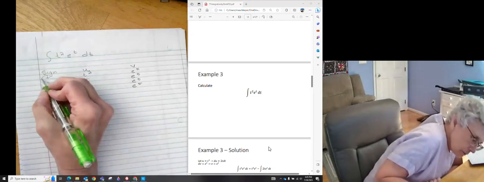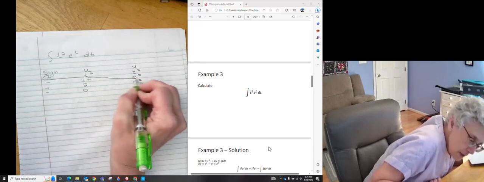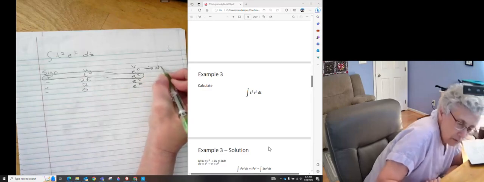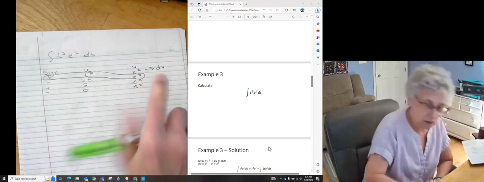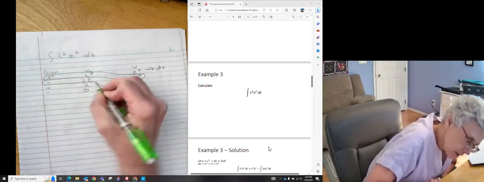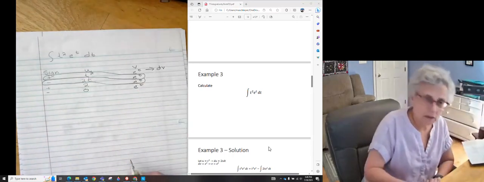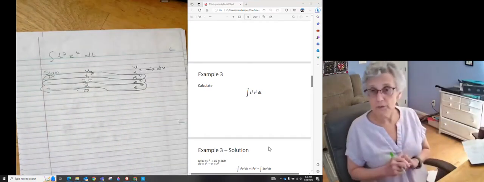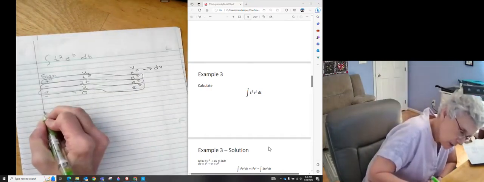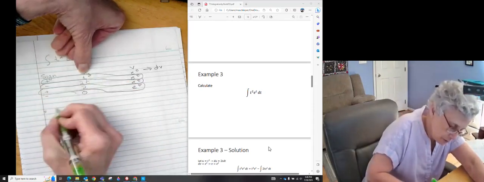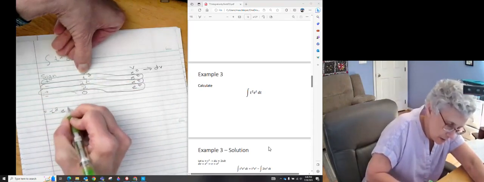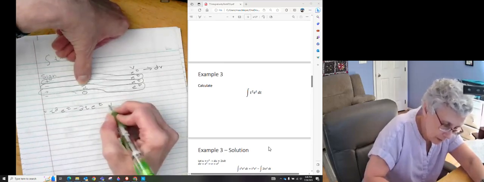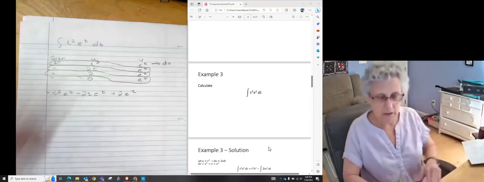Then we circle. Remember, your first thing is u times v, and the first thing you wrote down was dv, so that's your first v. Here's your next u, v, and, whoops, your final UV. So your answer is positive t squared e to the t minus 2t e to the t plus 2e to the t.